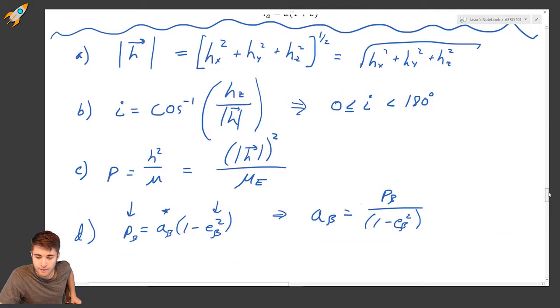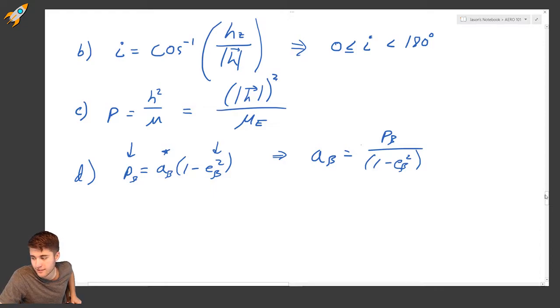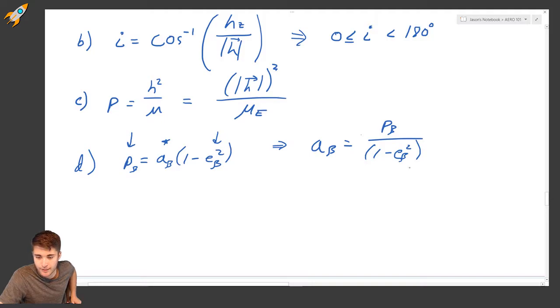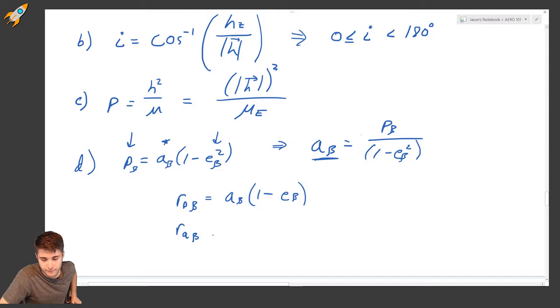So we've calculated a semi-major axis, and then we need radius of periapsis and radius of apoapsis. And then we have the following simple equations. Now that we have a, we can go like this. Radius of periapsis of beta is equal to semi-major axis of beta times 1 minus eccentricity of beta. And then radius of apoapsis of beta is equal to semi-major axis of beta multiplied by 1 plus eccentricity of beta.